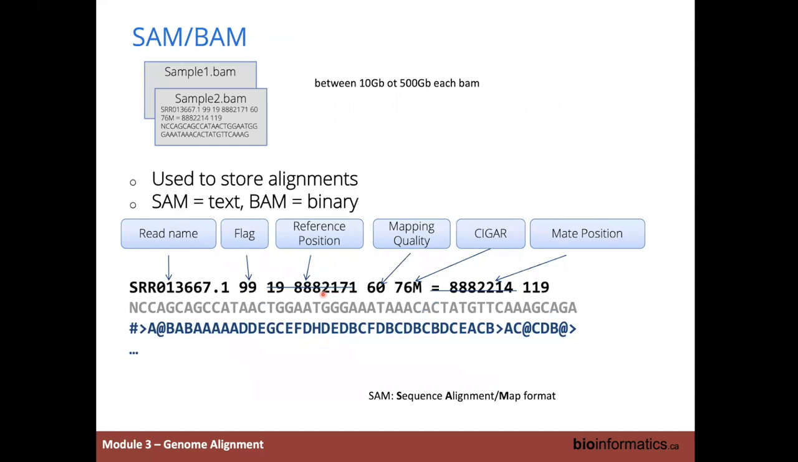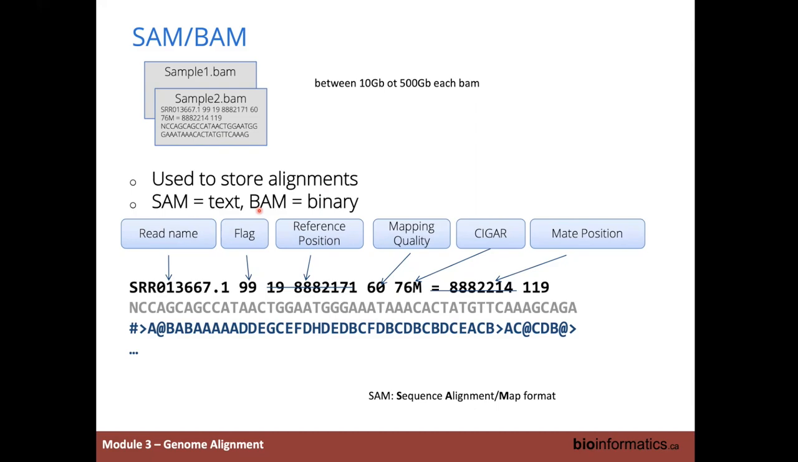So when you do your alignment, you will generate a file which is called BAM or SAM. This file is used to store the alignment. The BAM file is a binary version. It's what we usually use. And the SAM file is a text file, so this is a really large file. As I said, a BAM file could be several hundreds of gigabytes. So a SAM file will be even bigger. It's why most people use BAM. But SAM and BAM are really the same.